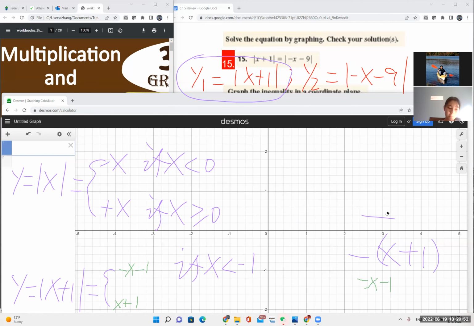Then talk about the other case. If it's not x less than negative 1, then what's left? If what? Okay.